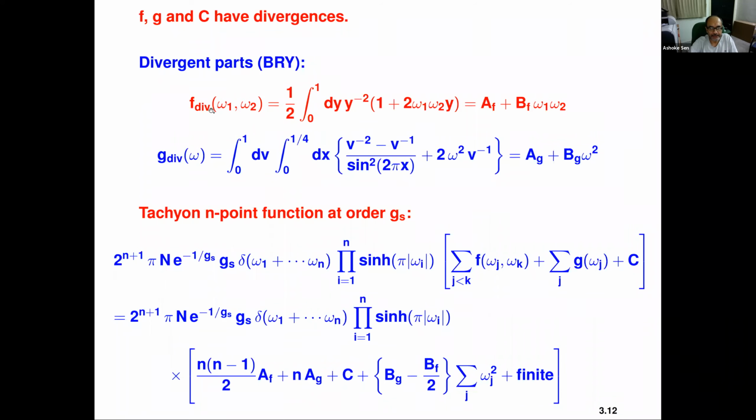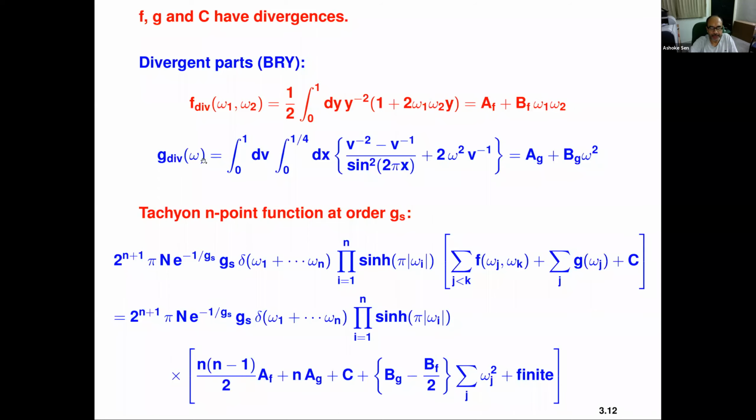So F divergent has an expression of this kind. We see that this y integral diverges from y equal to 0. The kind of divergence that we encounter, you cannot regulate or analytically continue by adjusting external energies, because the exponents are independent of the external energies. But what we can do is to parameterize this as some constant AF and then another constant BF times omega 1 omega 2, because that's the structure we have, right? We have to just make sense of these integrals, but the omega dependence is fixed.